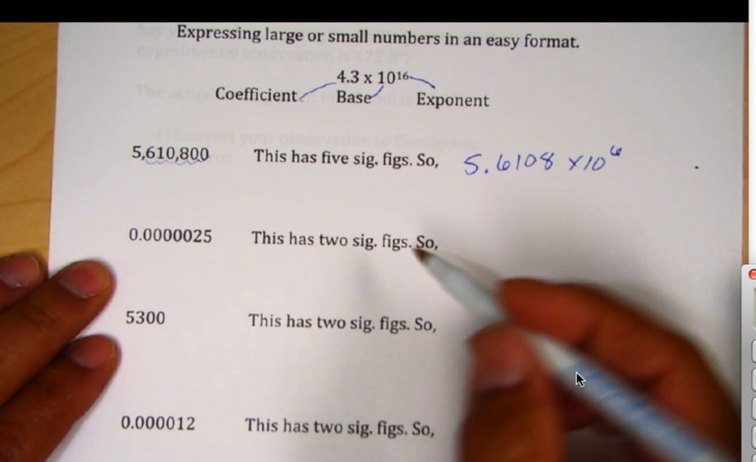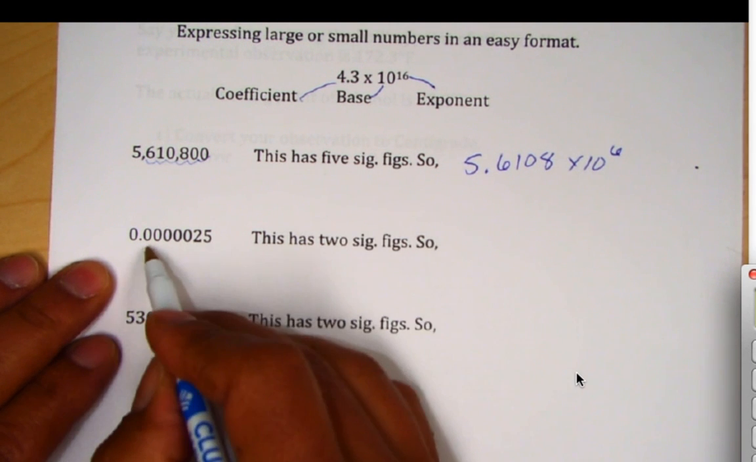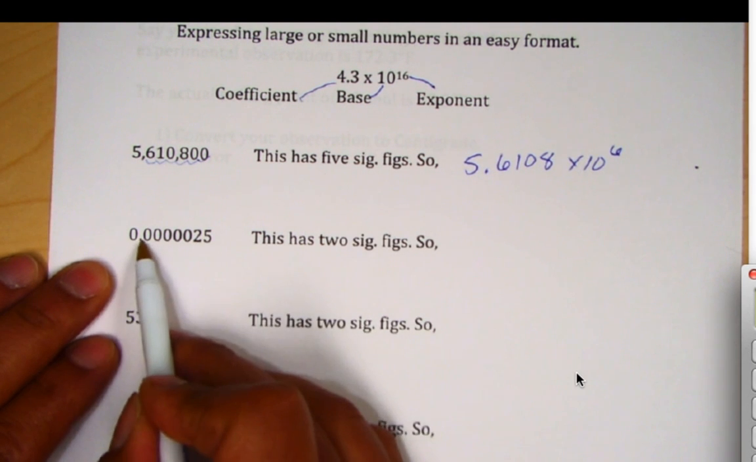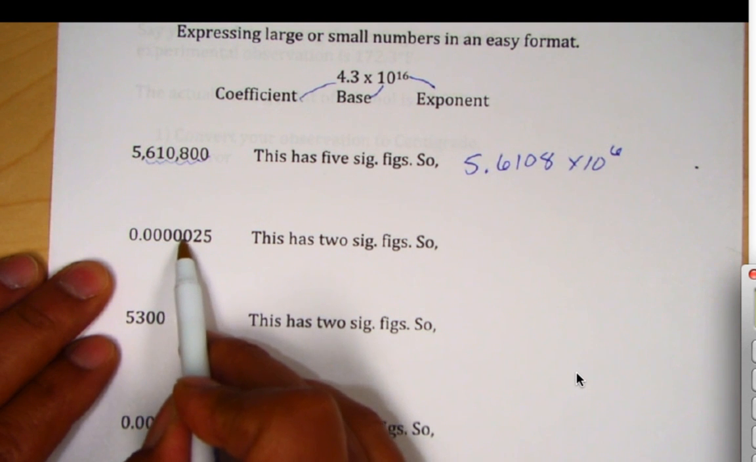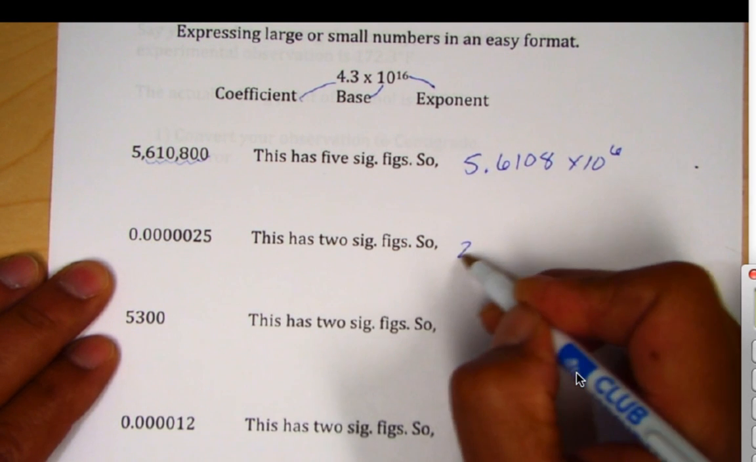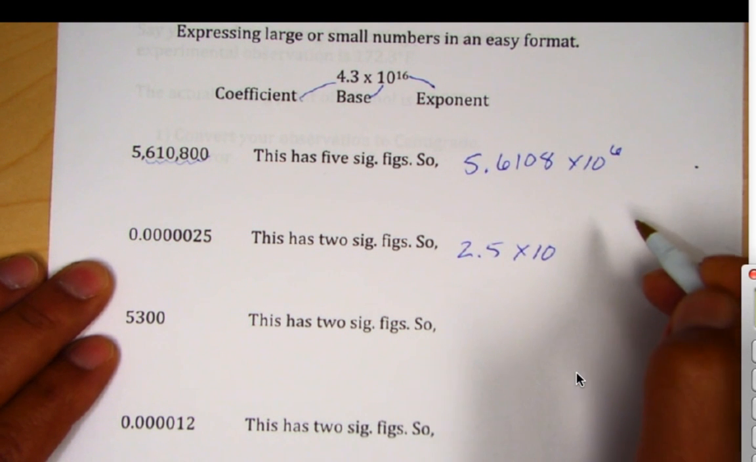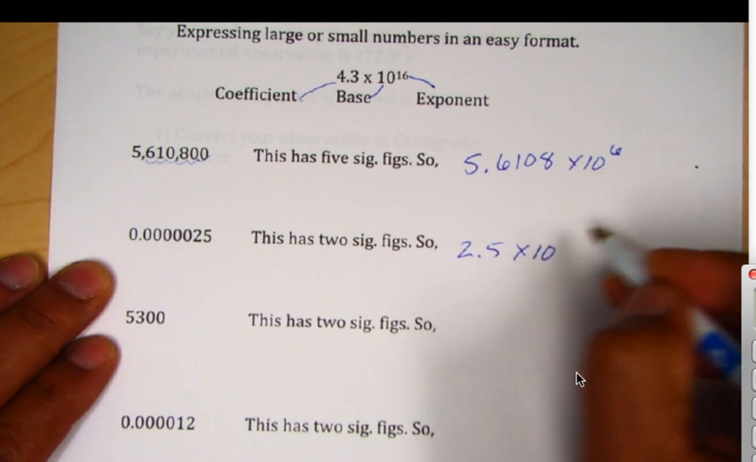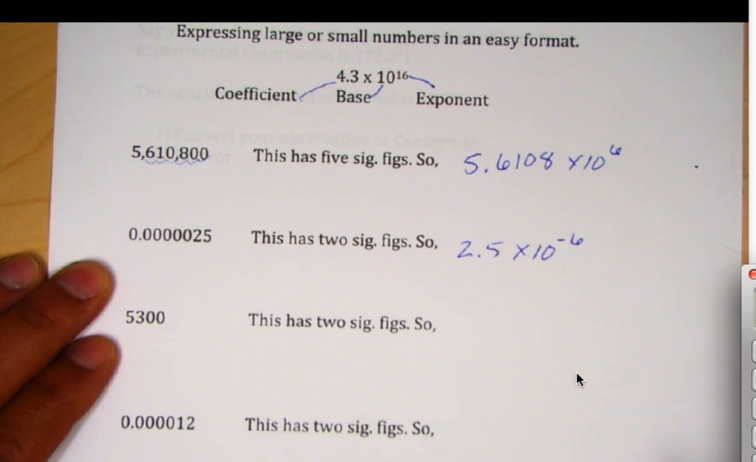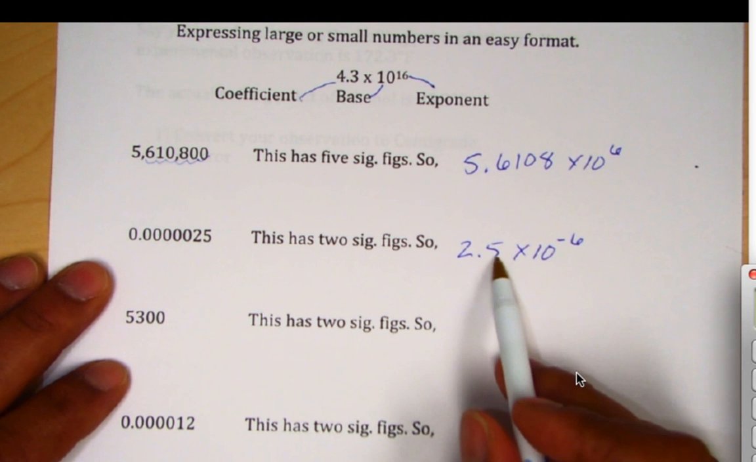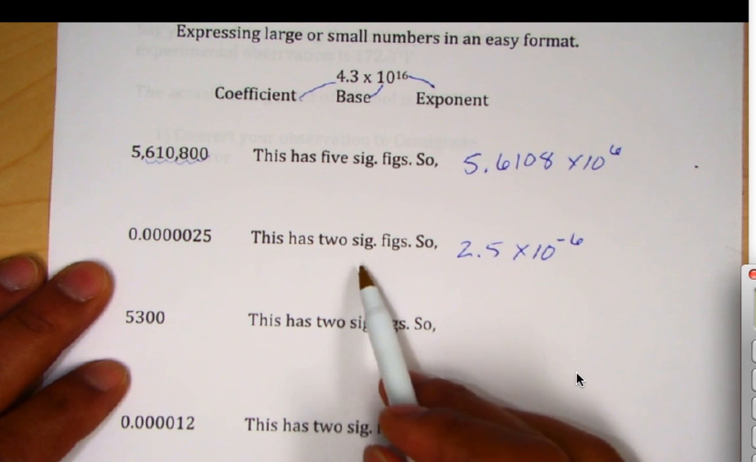For this one, we only have 2 significant figures, but we're going to have to move forward 1, 2, 3, 4, 5, 6. So this is also going to be 2.5 times 10 to the minus 6. 10 to the minus 6 there, right? Because it's a small number, right? This is a small number, so we move the decimal point in that direction to give us back to this number here.